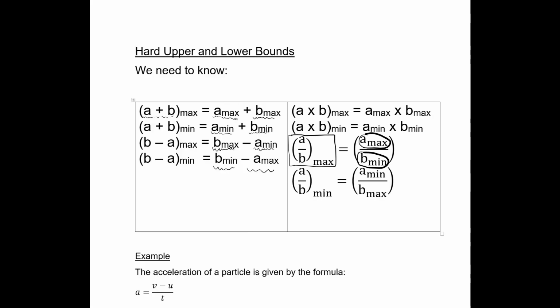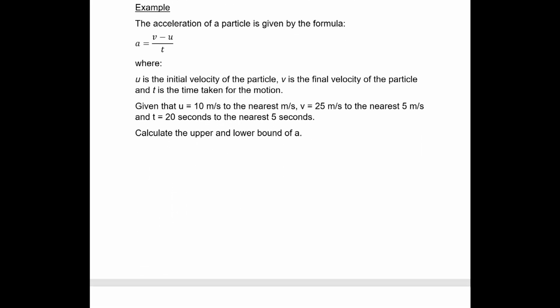our answer gets smaller. Here's an example of where we'd use this, typically in an exam. The acceleration of a particle is given by the formula a equals v minus u over t. U is the initial velocity of the particle, v is the final velocity, and t is the time taken for the motion. We are given some values, and they're not accurate values, so we have u is equal to 10 to the nearest meter per second, v is 25 meters a second to the nearest 5 meters a second, and t is 20 seconds to the nearest 5 seconds. We want the upper and lower bound for a.